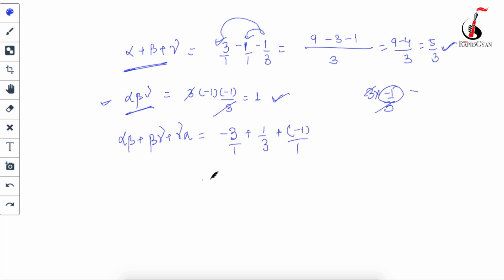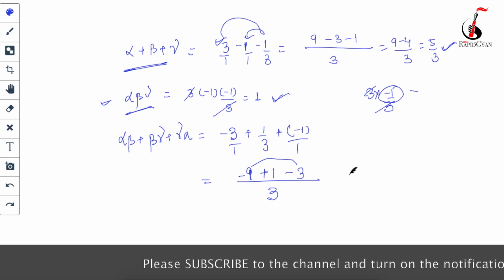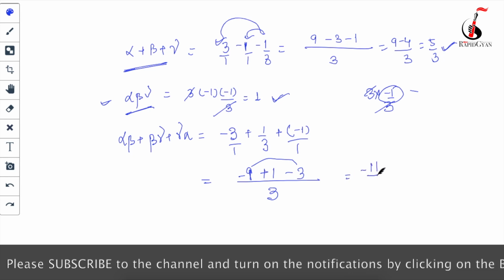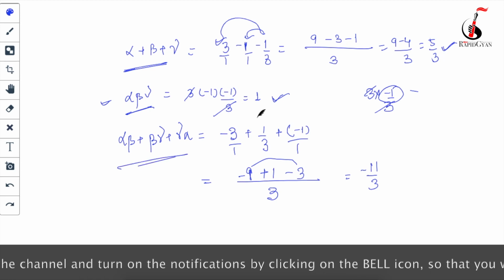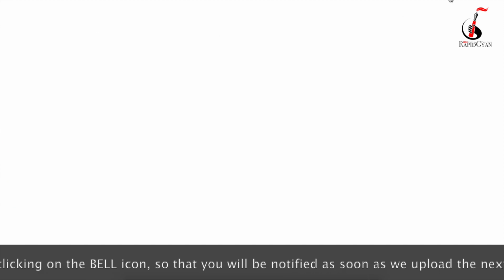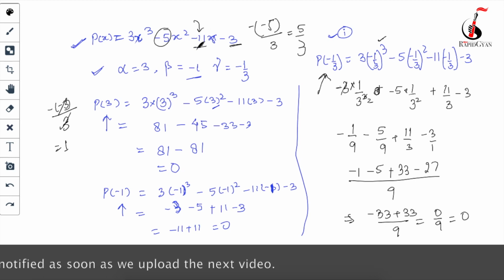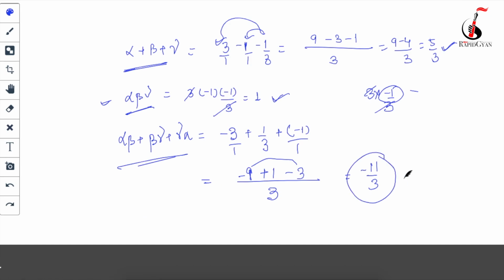So write it, take the LCM. LCM will be 3. This will be your minus 9 plus 1, and this will be your minus 3. So 9 and plus 3 will become 12, and 12 minus 1, which is 11. So this is your minus 11 upon 3. What is the value of this? Alpha beta plus beta gamma plus gamma alpha, which is equal to c upon a. Check here. What is your c? C is your minus 11. So now minus 11 upon 3, that should be your answer. Check here, minus 11 upon 3, that is your answer. Hope you guys understand this till here.